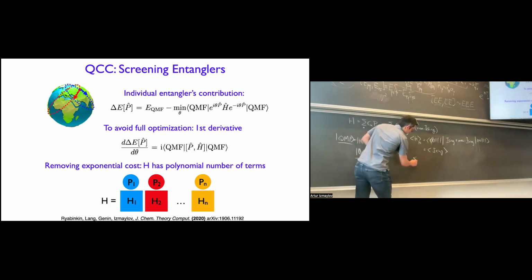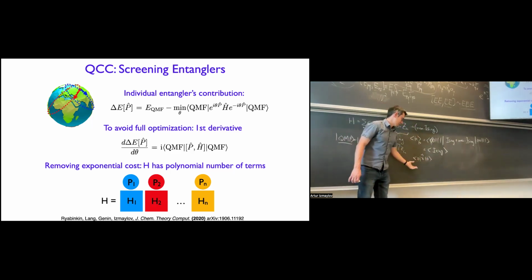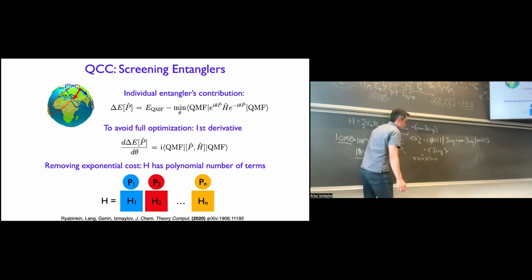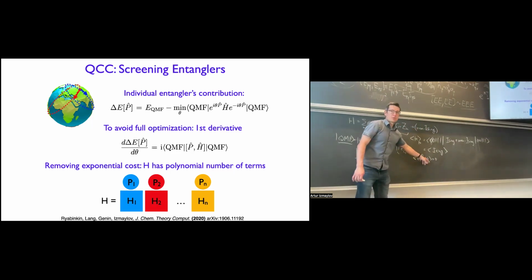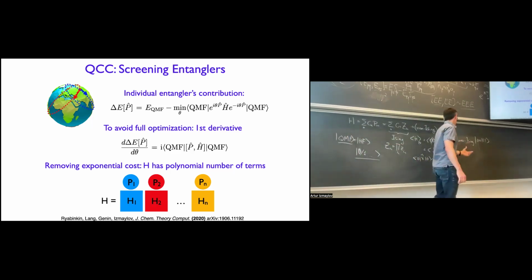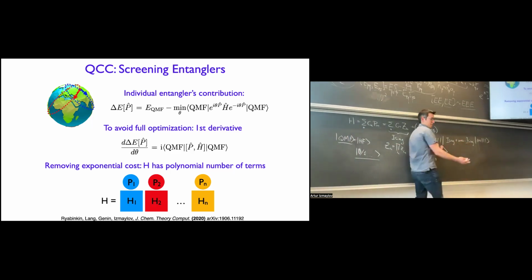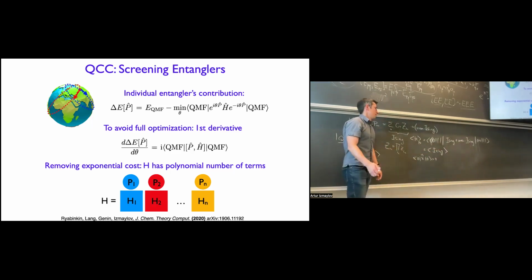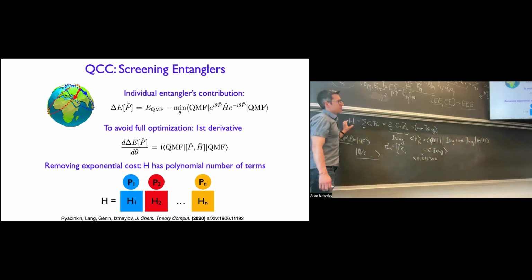Why? Because if you consider anything that contains X with the product state, the simplest example being a single-qubit X, this gives you 0, because what X does is flip 0 to 1 and 1 to 0, and they are orthogonal. So anything that contains X or Y on the product state will be just 0, okay? And that's for the Hamiltonian.